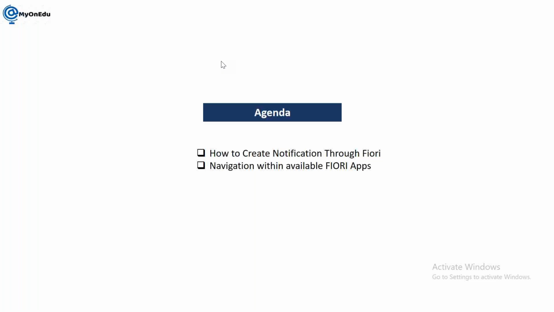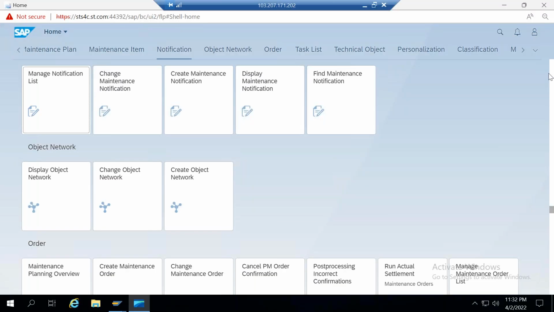Okay, so now here you can see my system. This is my FIORI system, S/4HANA 2020, the latest one. To see the different available apps, you can check in the groups. These are the groups: maintenance plan, maintenance item, notification, object network, order, task list. All these are relevant to plant maintenance, asset management or enterprise asset management.